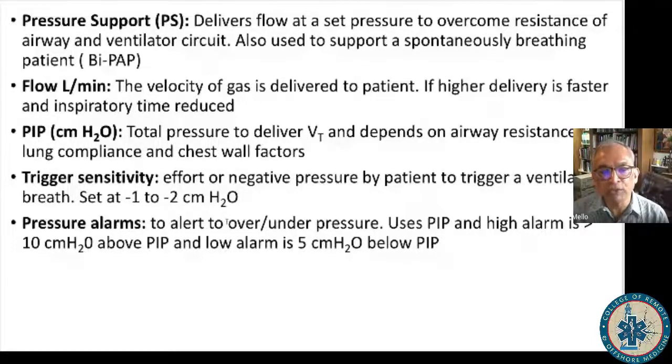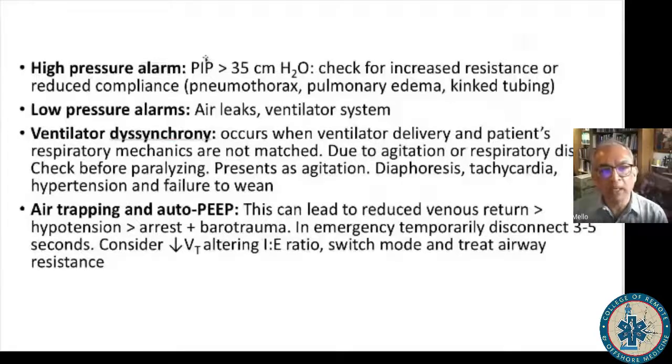The pressure alarms are used to alert for either under pressure or overpressure, and you set a high alarm 10 centimeters above the peak inspiratory pressure, and a low alarm 5 centimeters below the peak inspiratory pressure. The high pressure alarm must be less than 35 centimeters of water, and it can be due to increased resistance or reduced compliance as the patient's trajectory goes on. Low pressure alarms will be due to air leaks, also failure in the ventilatory system, or at its worst, a disconnection from the patient.